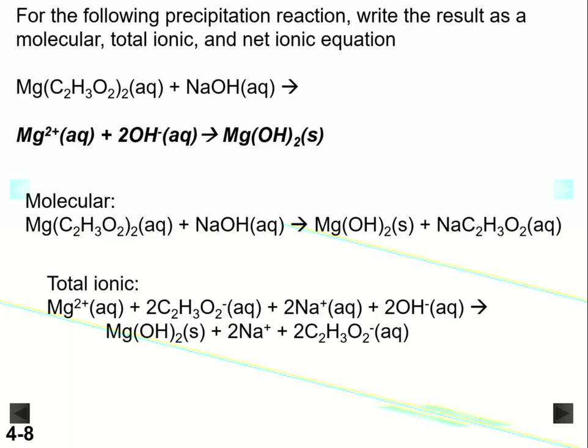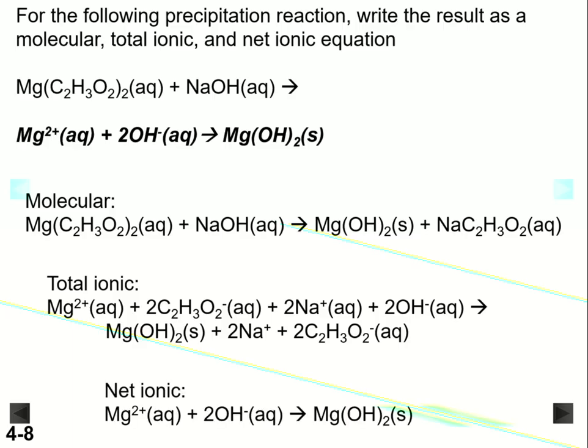To get the net ionic equation, we simply cancel out ions that are on both sides. And so in this case, that would be the acetate and the sodium. And in order to do that, we end up with magnesium plus 2 hydroxides, because magnesium hydroxide is solid. So that is our net ionic equation. So now you can see all three of these. The lower two are balanced. These are good representatives of what happens.